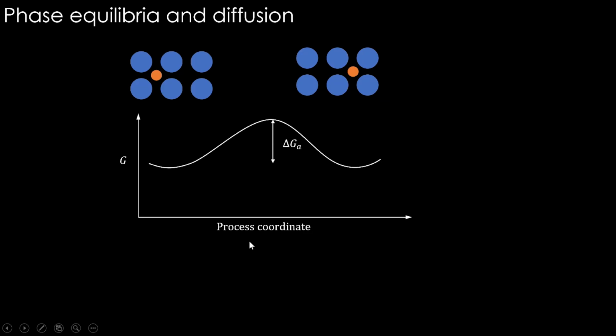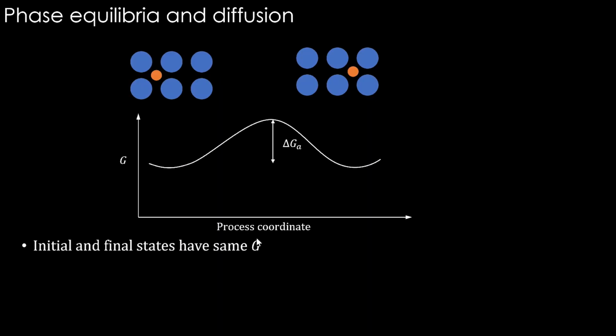So the process coordinate is basically where the initial and final states are marked. That's the process coordinate, right? We have seen this. In this case, there is no Gibbs energy difference. Jumping from left to right or right to left is going to have the same energy in the initial and final states. So the initial and final states have the same G.